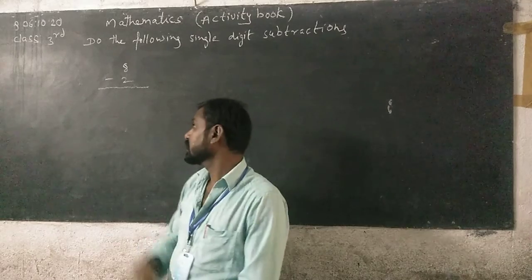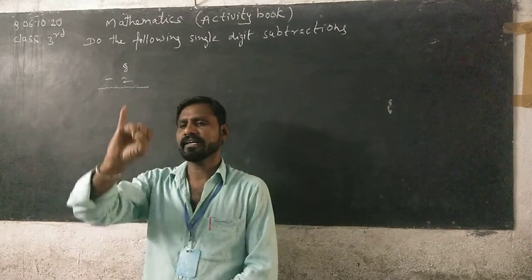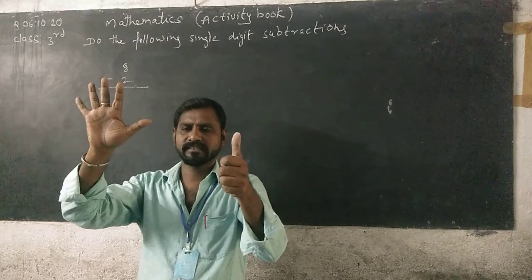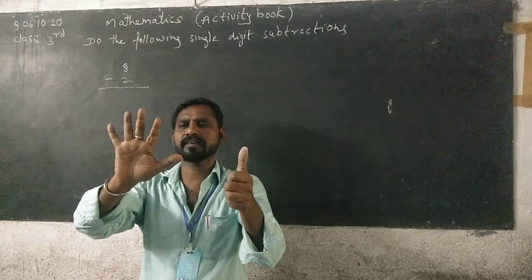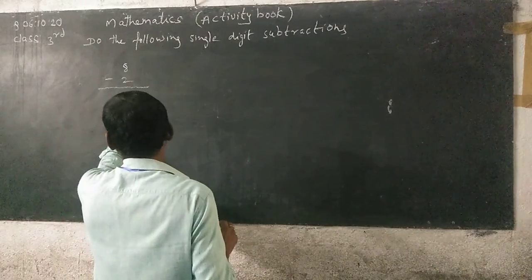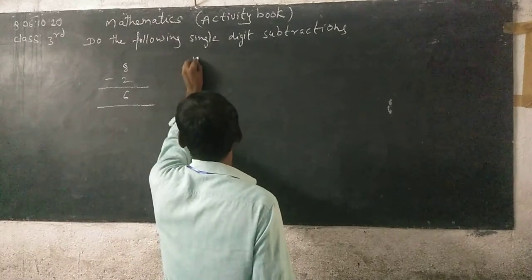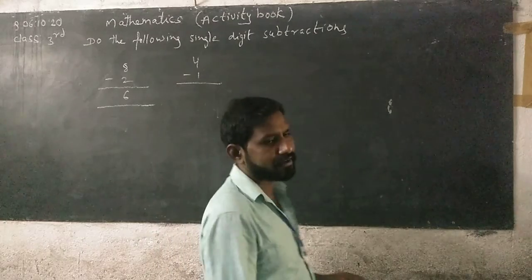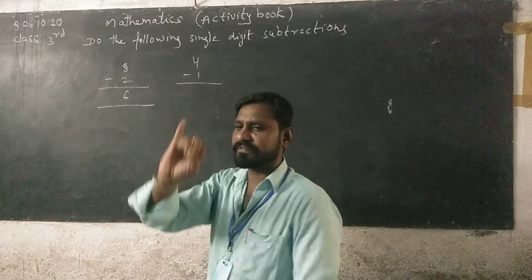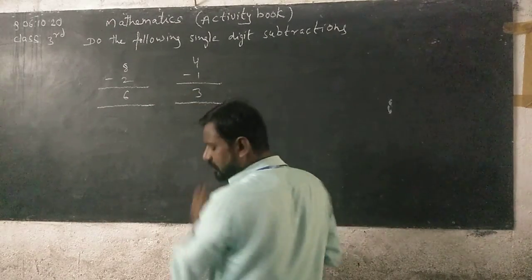Up to 8. We have to count from after 2 up to 8. See here, 2, after that 3, 4, 5, 6, 7, 8. So how many do you get? 6. So you can write 6, difference is equal to 6. Now next, 4 minus 1. See here, you count 1, after that up to 4: 2, 3, 4. What do we get? 3. Difference is equal to 3.